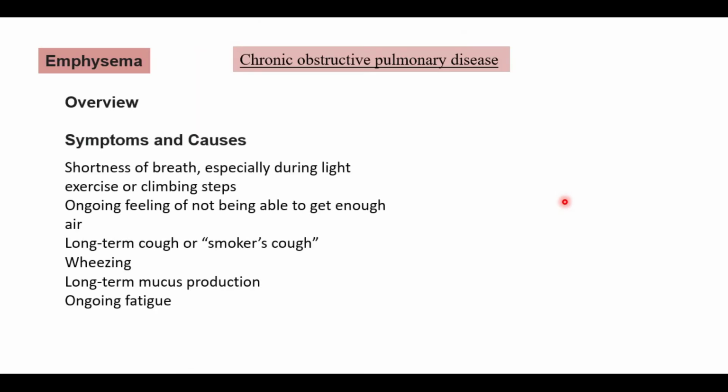If we talk about symptoms and causes, what are its causes? Smoking is the number one factor. Because of this, emphysema is one of the most preventable types of respiratory diseases. Air pollutants in the home and workplace, genetic factors, and respiratory infections can also play a role in causing emphysema.